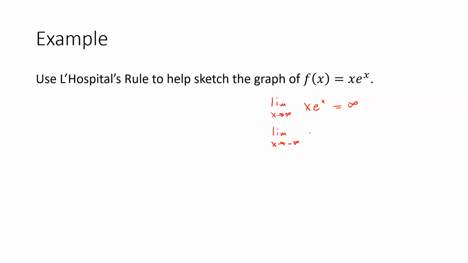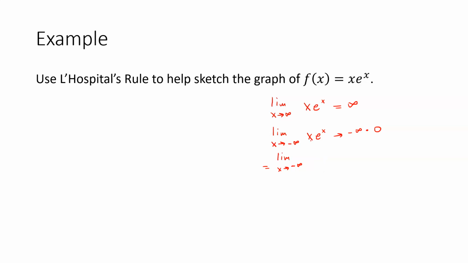In this case, we can think of this as now an indeterminate form of the type 0 times infinity, because here x would go to negative infinity, and e to the x would go to 0. So similar to how we did it before, we'll rewrite it into a form where we can use L'Hopital's rule. Actually, here it doesn't really matter which one I bring to the bottom.